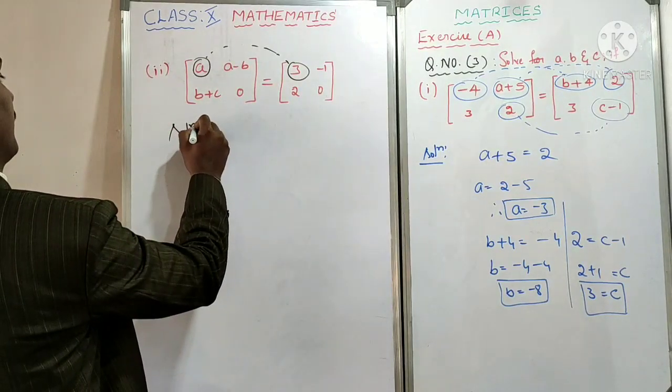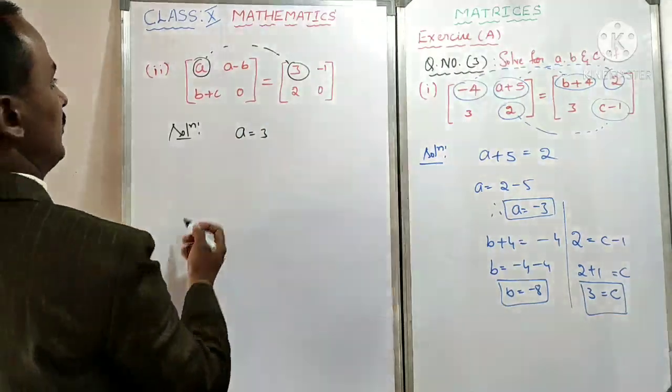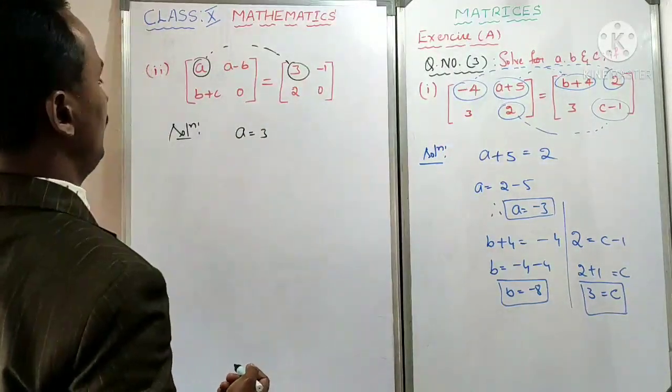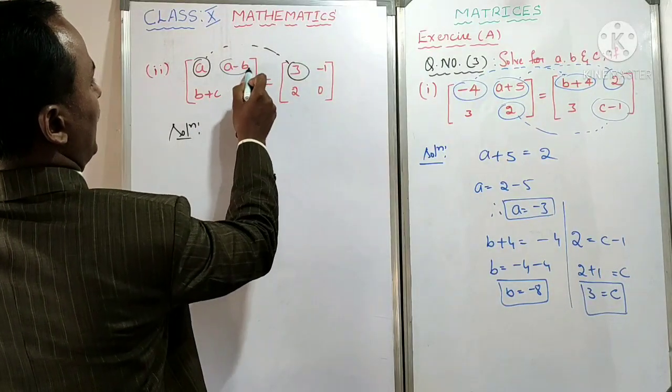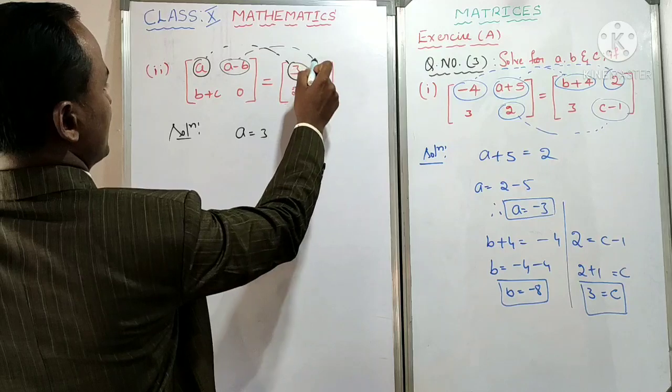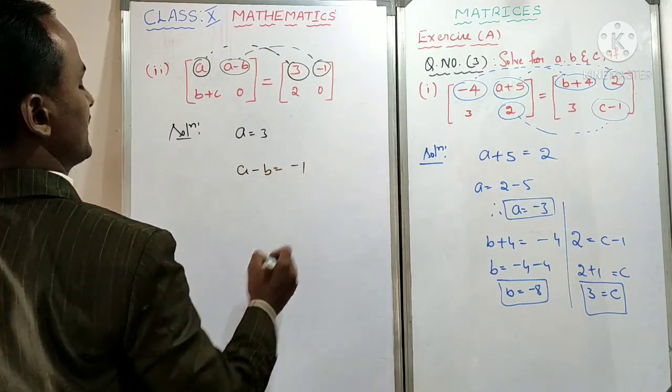Solution: A is equal to 3. Clear? We got the A value. How to find the B value? Very easy. See, I already got the A value. This one, I will take A minus B equated to this minus 1. I will write down here, A minus B is equal to minus 1.